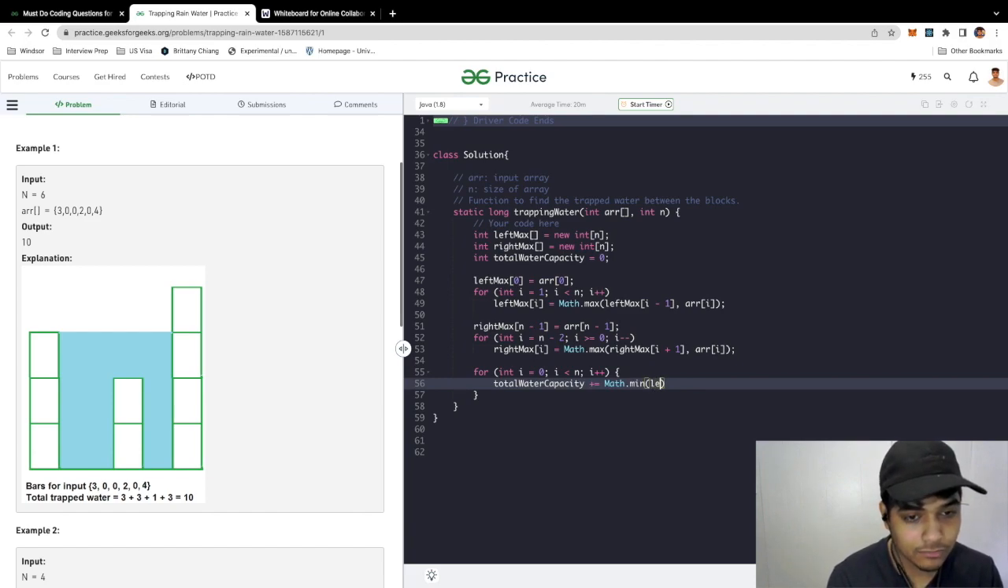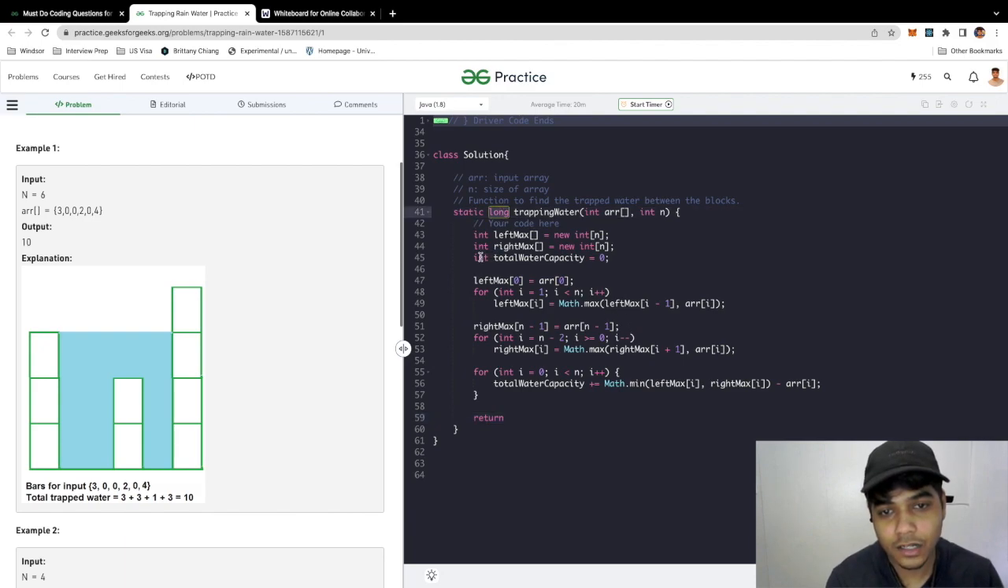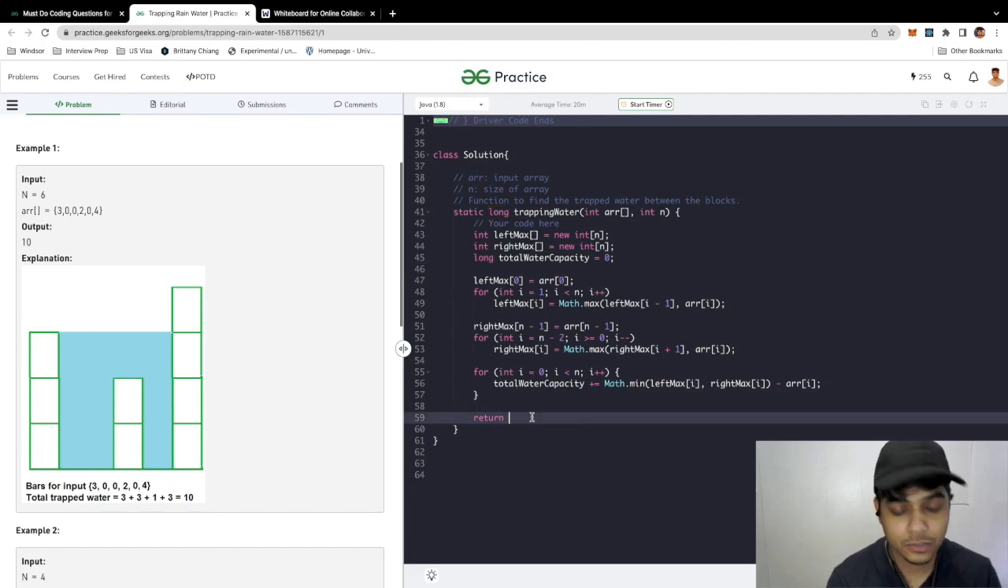max elements. So left max of i, comma right max of i, and then subtract it with the index that we're in right now, because we wanted to subtract the blocks that are at that position from the minimum of left and right max. Once we do that, oh, we need to set this as long. I didn't realize that we need to set that as long, but okay. Anyway, once we do that, we are just going to return total water capacity.